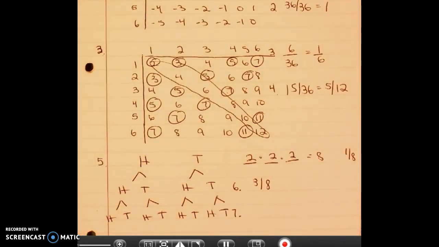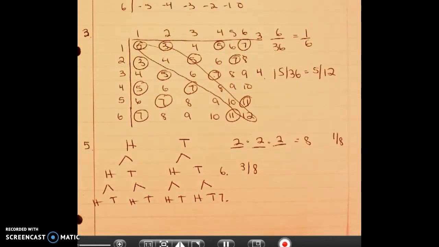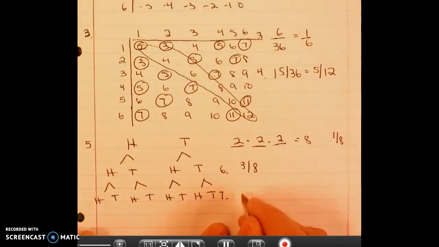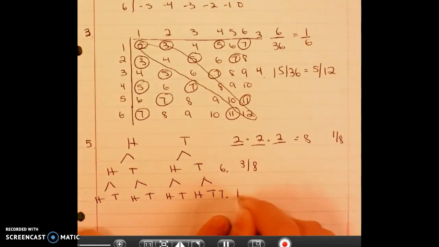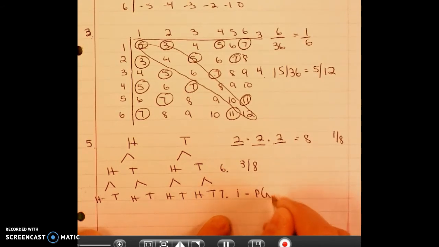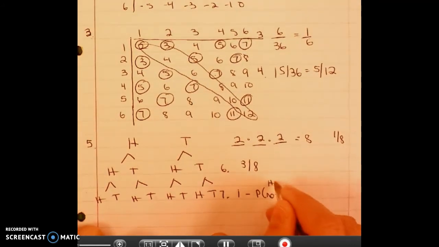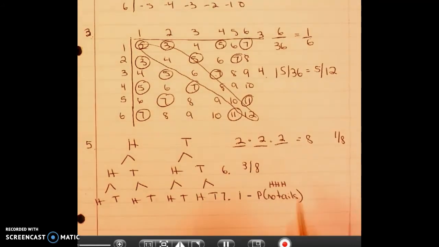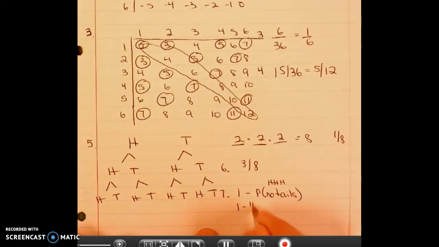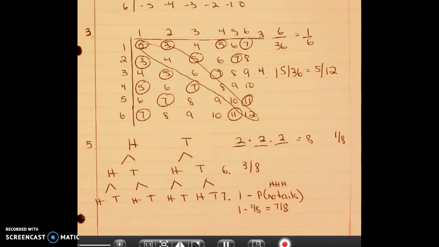Question number 7 wants to know I get at least 1 tail. So I can total all those up, or I'm going to again refresh your memory on complements. The opposite of 1 tail would be no tail. So I could do 1 minus the probability of no tails. And that situation is only the HHH, which is what we looked at on the top. So 1 minus 1/8, and we end up with 7/8.